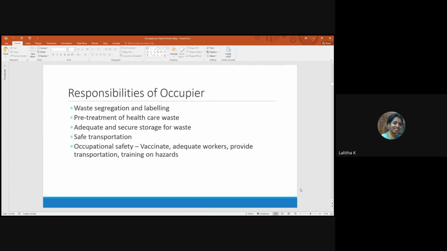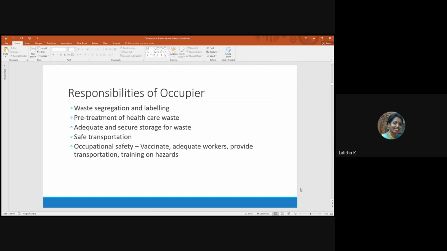So the responsibility of the occupier to ensure worker safety is basically to have a proper waste management system in place. Ensure waste segregation and labeling. Pre-treat the healthcare waste, as pre-treatment is required at the healthcare facility. Can anyone tell, just recall, which type of waste has to be pre-treated, even though you hand it over to the common biomedical waste facility?